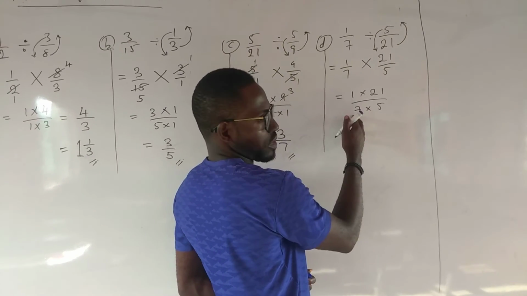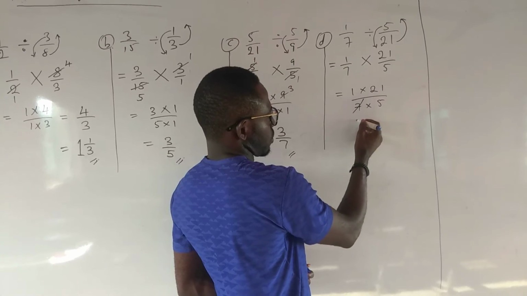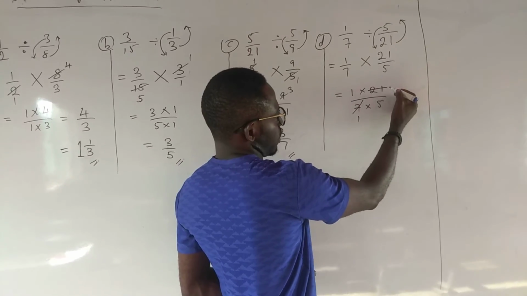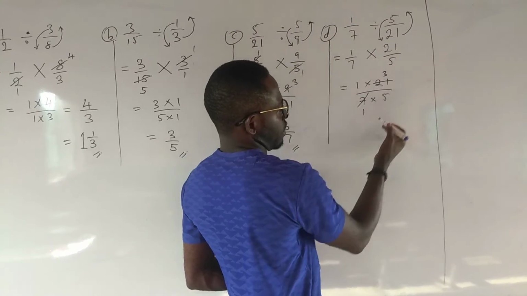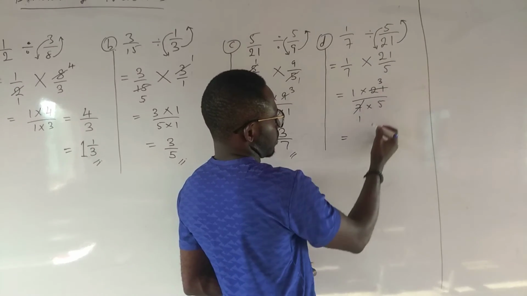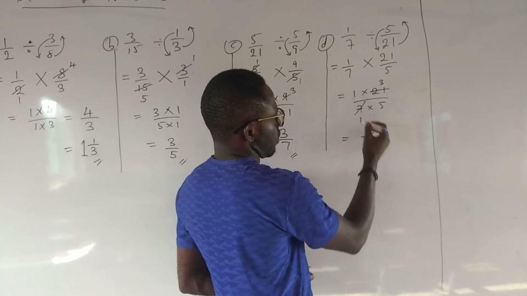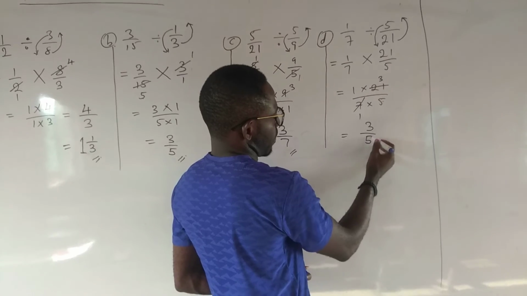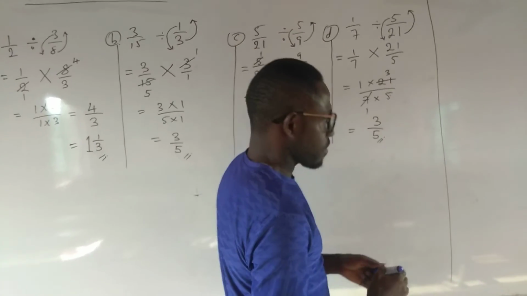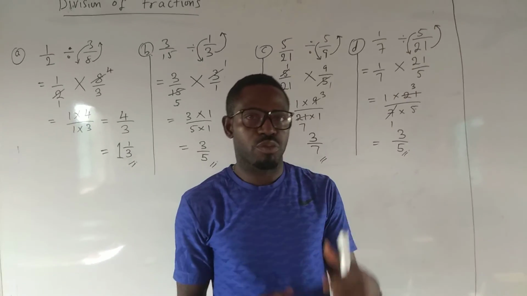7, you see, 7 here. 7 into 7, 1. 7 into 21, 3. So we are having 1 times 3, 3. 1 times 5, 5. So anytime you have division of fractions, always remember that sum.